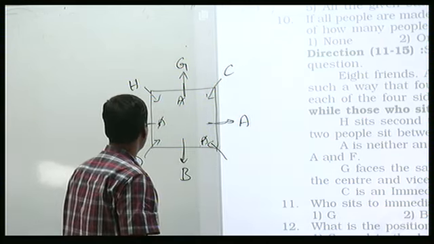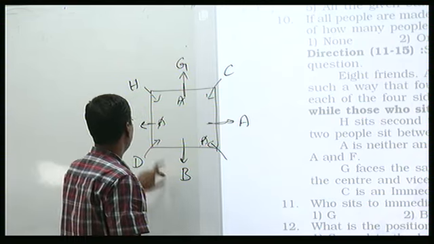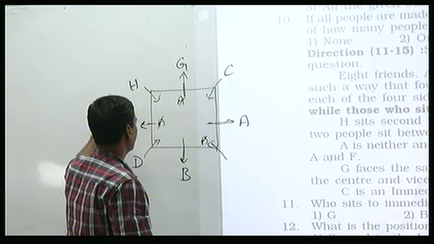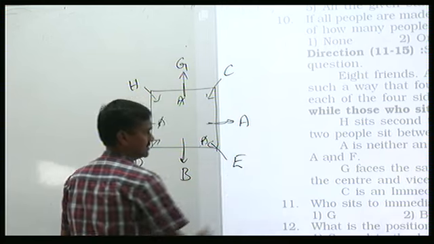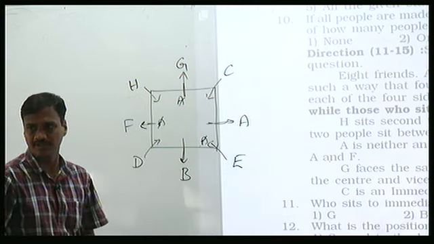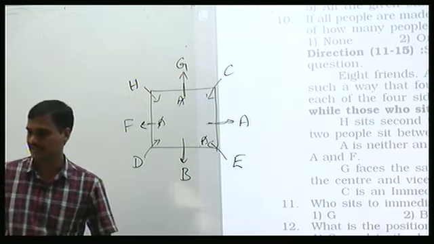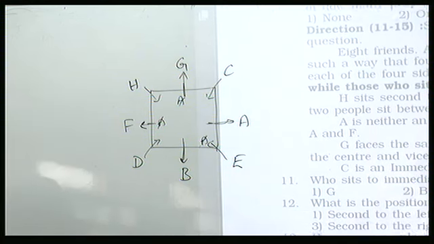Then who is the person left over? A, B, C, D, F, G, H. E is here. Clear now? And this is how these 8 persons were seated around this square table.